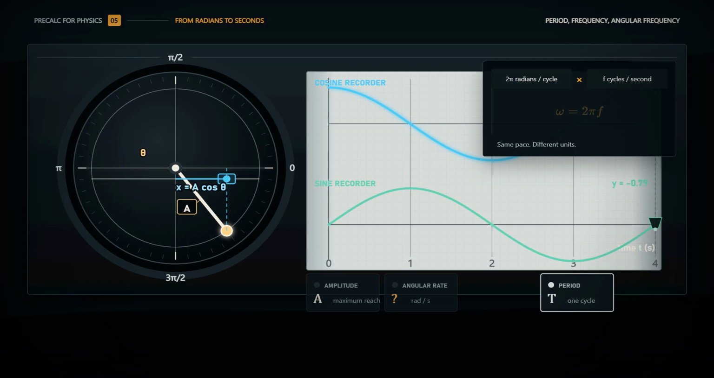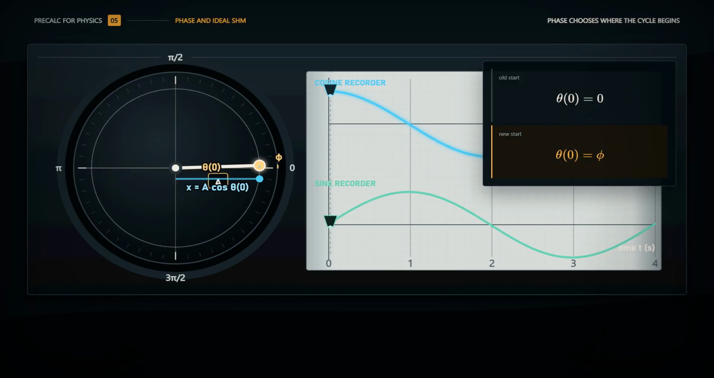Each cycle contains 2 pi radians. Therefore, radians per second equal 2 pi times cycles per second. Angular frequency and ordinary frequency are related by omega equals 2 pi f. They describe the same pace with different units.